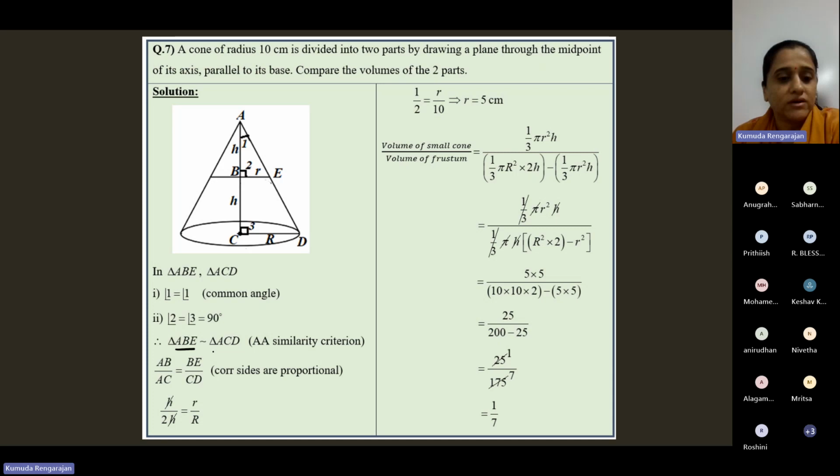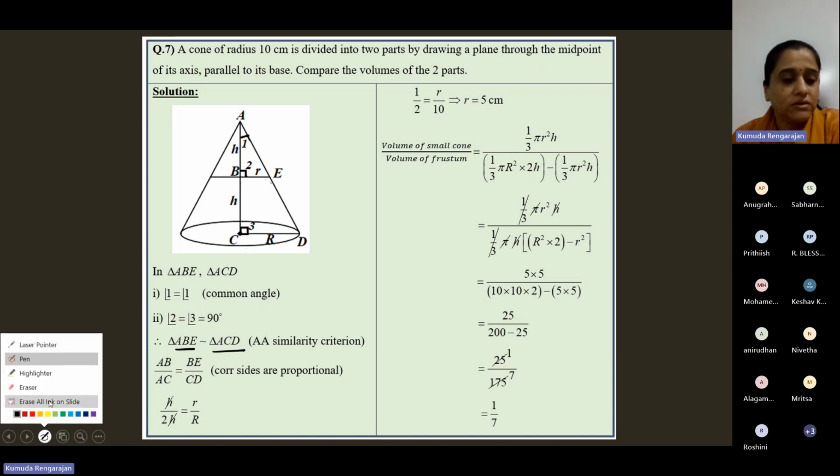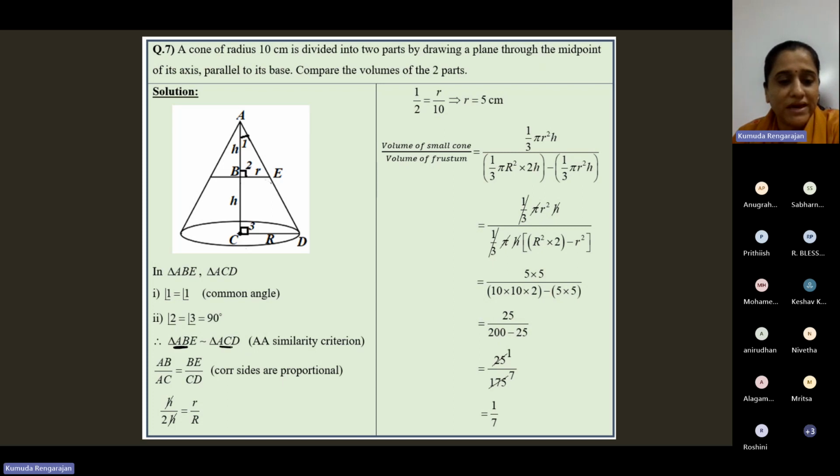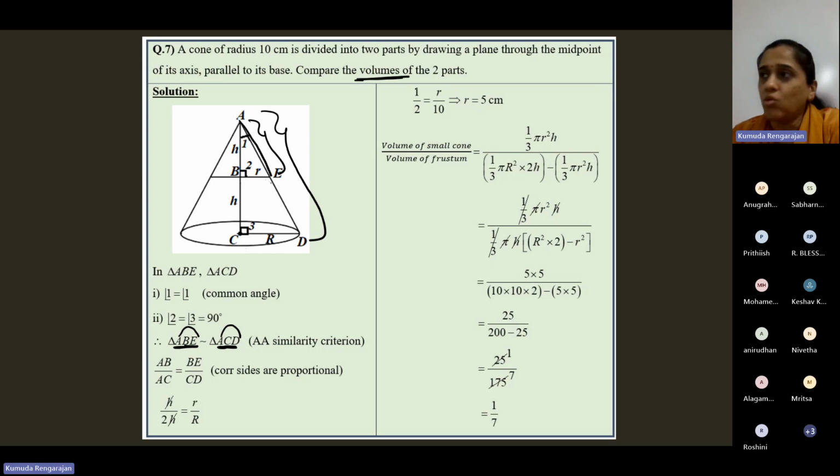Okay. Do we understand this order? So how do you write the proportion? Proportion is AB by AC is equal to BE by CD. I have not written AE by AD because AE is the slant height of the small cone and AD is the slant height of the big cone. But we have to compare the volumes, where we don't need L. So we have not written it.